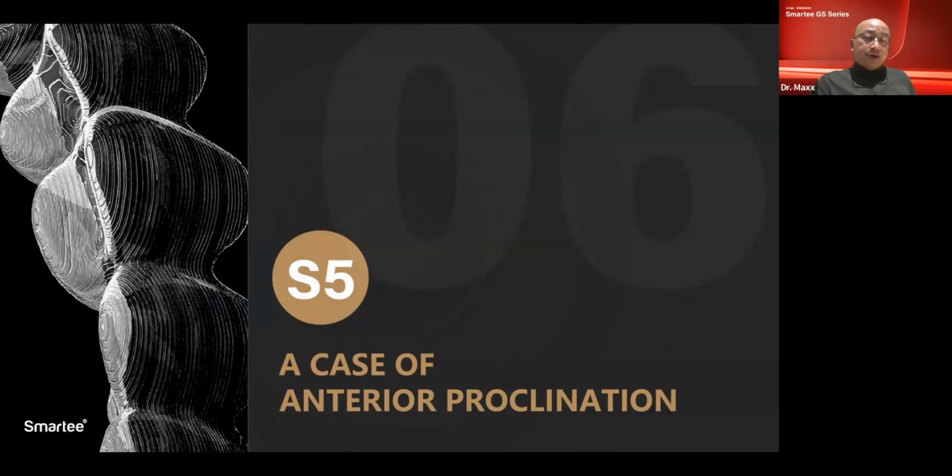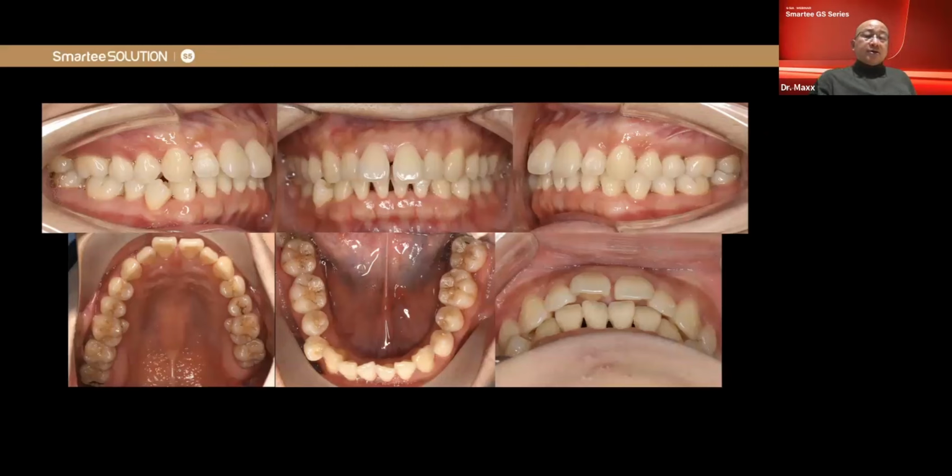So it's quite different in aligners. Maybe it's not so easy to understand. So let's take an example, a simple case, to see what's the difference: the proclination of anterior teeth with the aligners and the fixed braces. This is a quite simple case. We need to procline the upper lateral incisors and retract the central incisors.